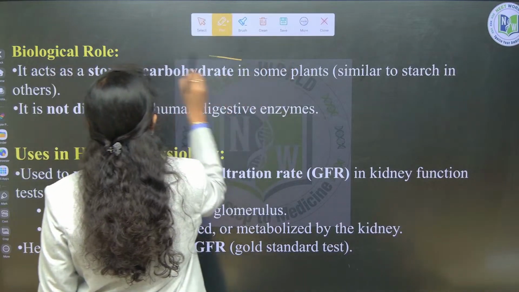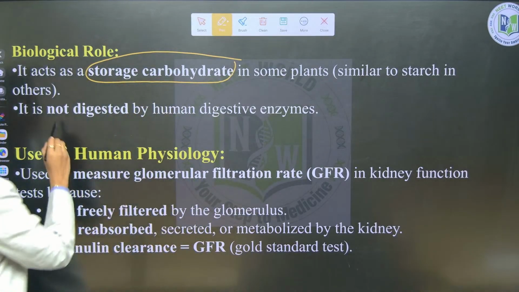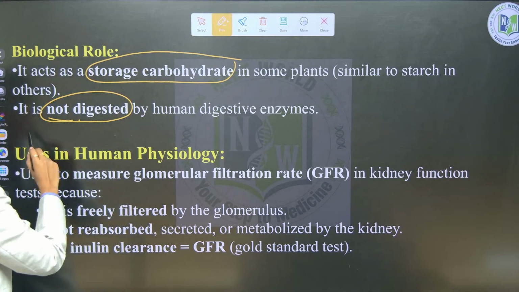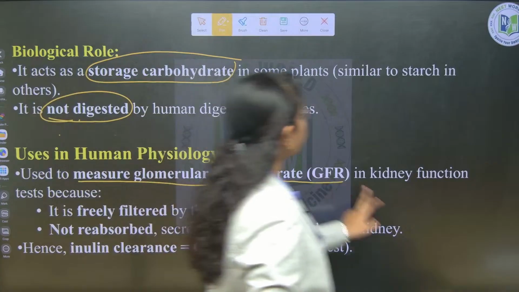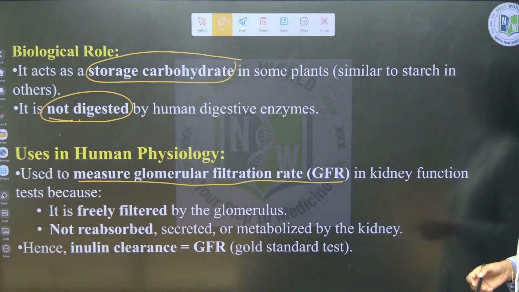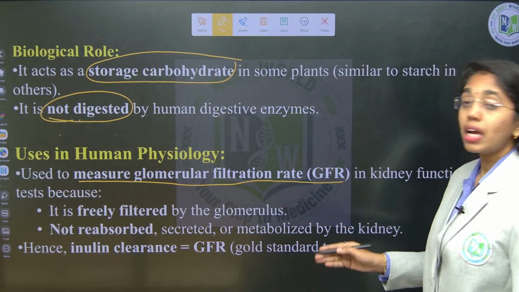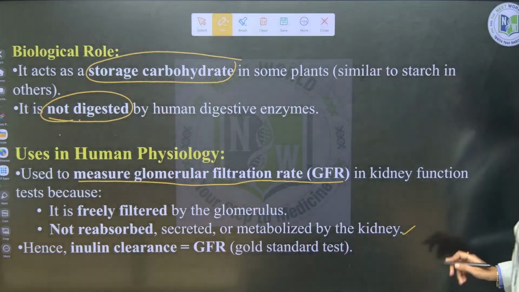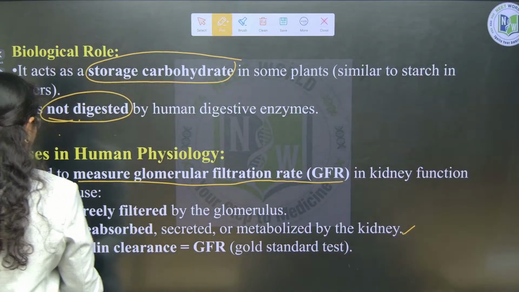It acts as storage carbohydrates in some plants, and it is not digested by human. Okay, this is not digested by human digestive enzymes. And what are the uses in human physiology? The uses include, this is used to measure glomerular filtration rate in kidney functioning. It is freely filtered by glomerulus. It is not absorbed, secreted or metabolized by kidney. Hence, inulin clearance will be equal to glomerular filtration rate.